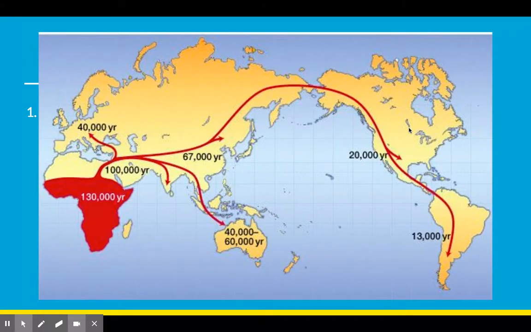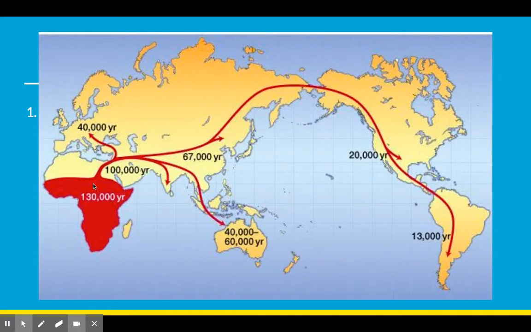So we've looked at this before. This is our route. This is our map that shows the route that humans took as they migrated all over the world. So like we talked about before, they started in Africa, and this red line is the route that people took to get all over the world.